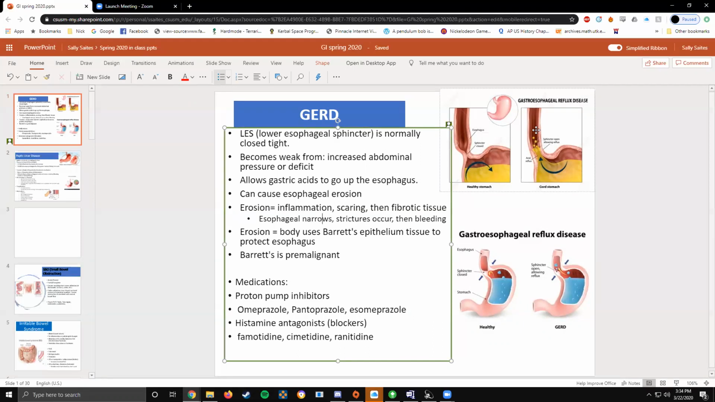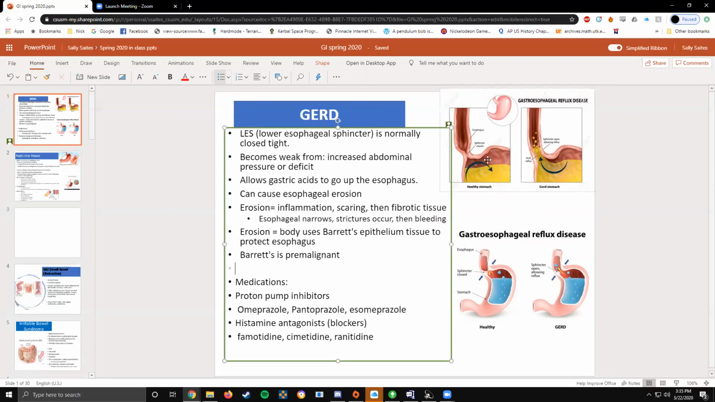What the body also does, though, to help protect the esophagus lining, is it uses something called Barrett's epithelium. It replaces the nice normal lining with Barrett's epithelium tissue to protect the tissue. However, the problem with that is that Barrett's epithelium is pre-malignant. So it is a pre-malignant correction that the body does.